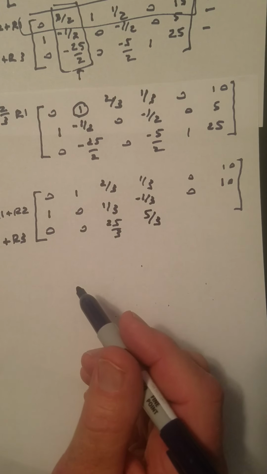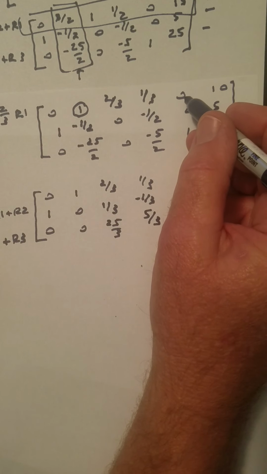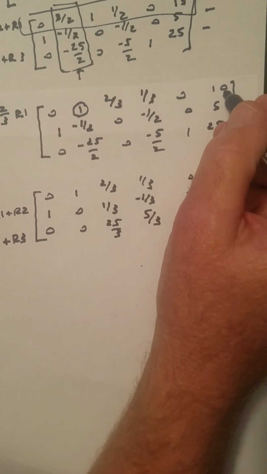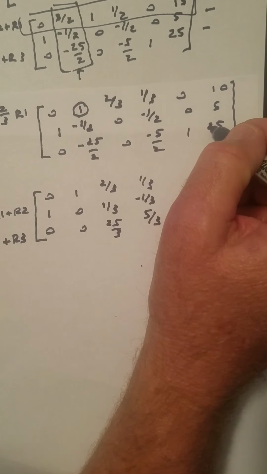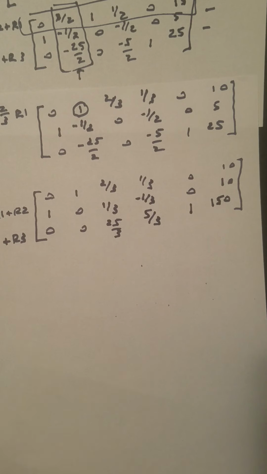And zeros makes work a lot easier. 25 over 2 times 0, 0 plus 1, that's still 1. And 25 over 2 times 10. 2 goes into 10 5 times. 5 times 25 is 125. Plus 25 here gives me 150.